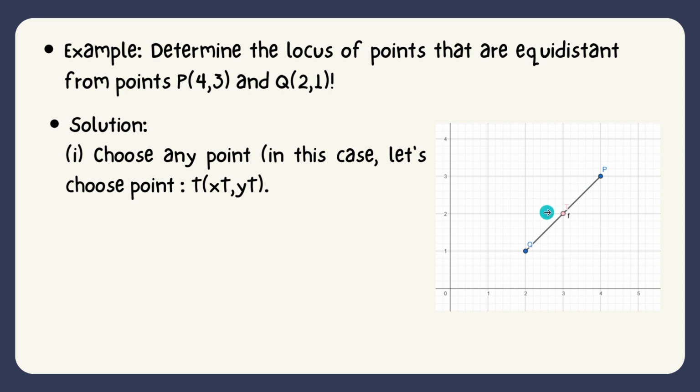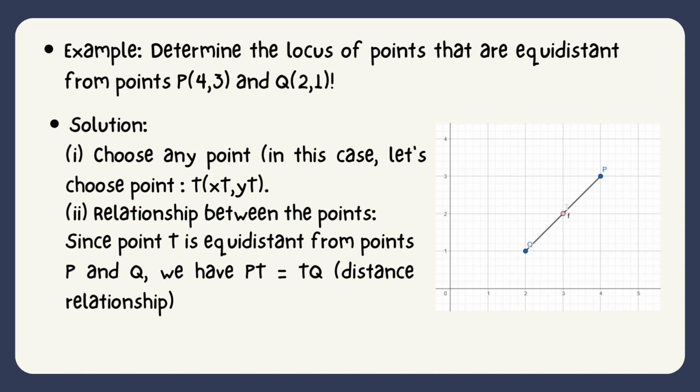Since point T should satisfy the conditions, the point T is equidistant from point P and K, so we have PT equal to KT, a distance relationship. Then we use algebraic forms to find the relationship. Especially, we're using the distance formula.